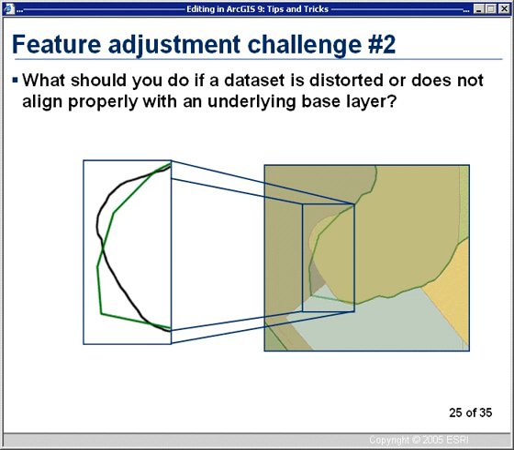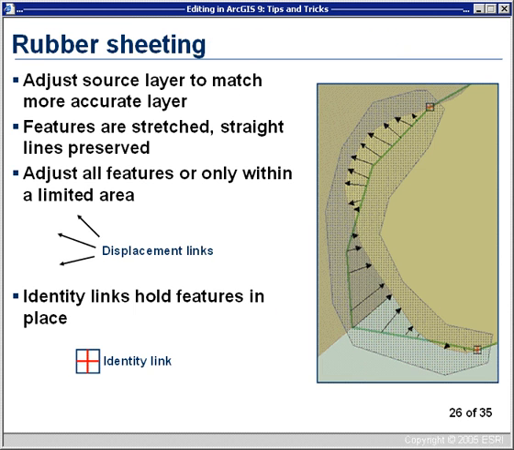Now, a second challenge we may have is we've received a layer of data that does not quite match the underlying base layer of information in our database. In other words, the data set we've received is slightly distorted or is misaligned and needs to be forced to align properly to the underlying base data. How do we go about solving this? Again, available for us from the Spatial Adjustments toolbar is a set of options for rubber sheeting.